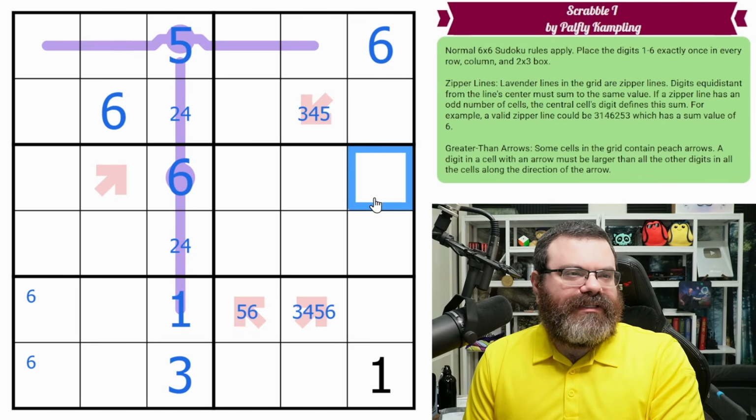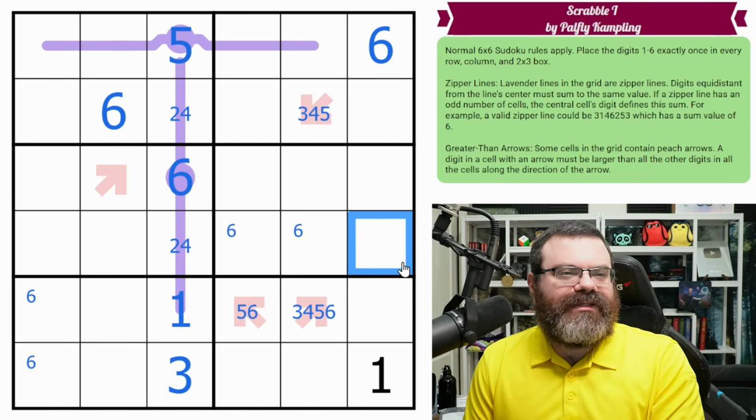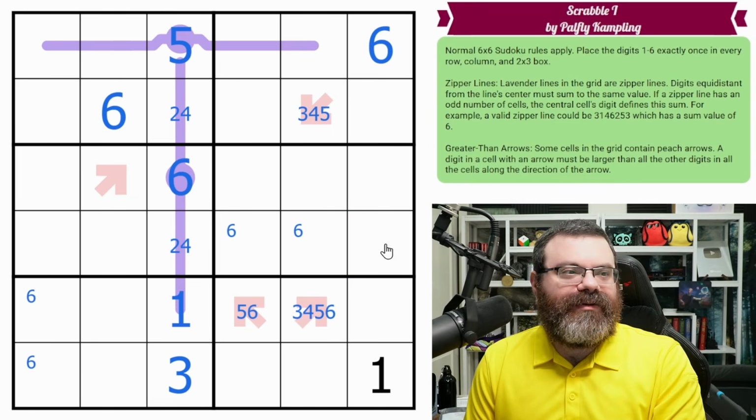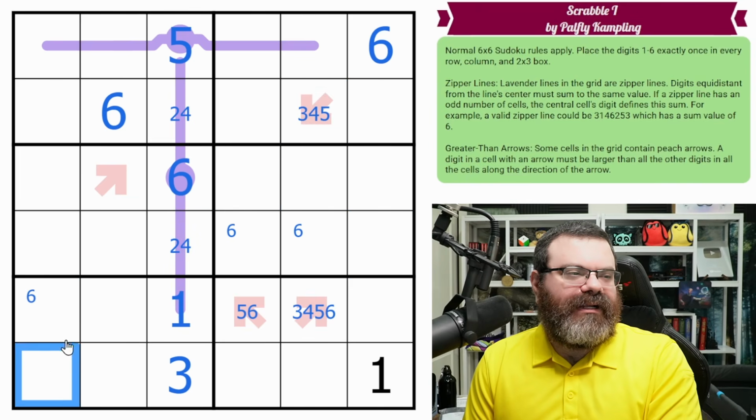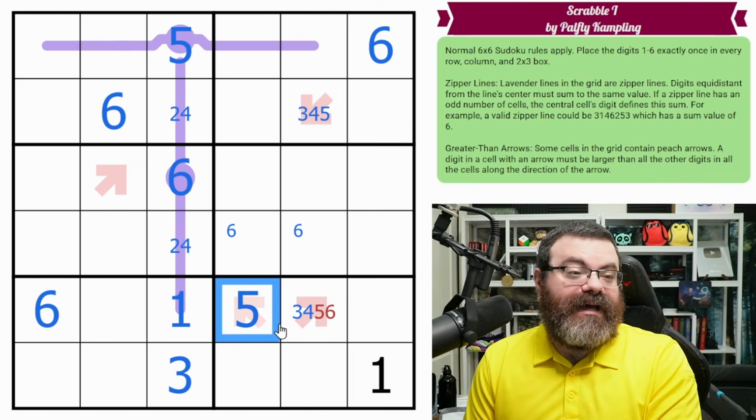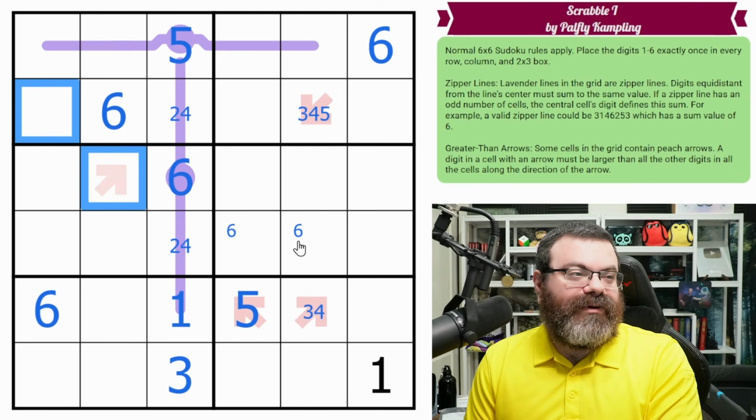This can't be, I guess 6 is one of these two, just by Sudoku. I was going to say this can't be a 6 because of the arrow, but I'm just kind of looking at the arrows. This can't be a 6 because it's pointed at by this arrow. So this is our 6, which makes this a 5. Okay. So that restricts these to be 1 through 4.